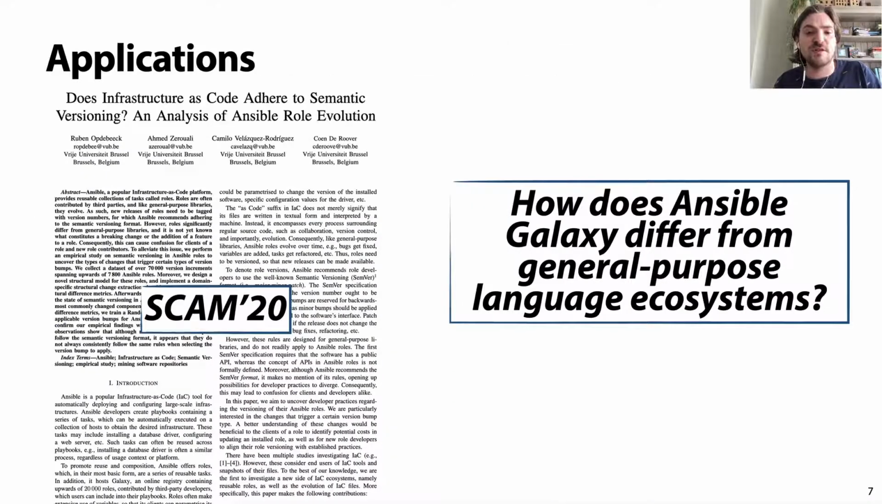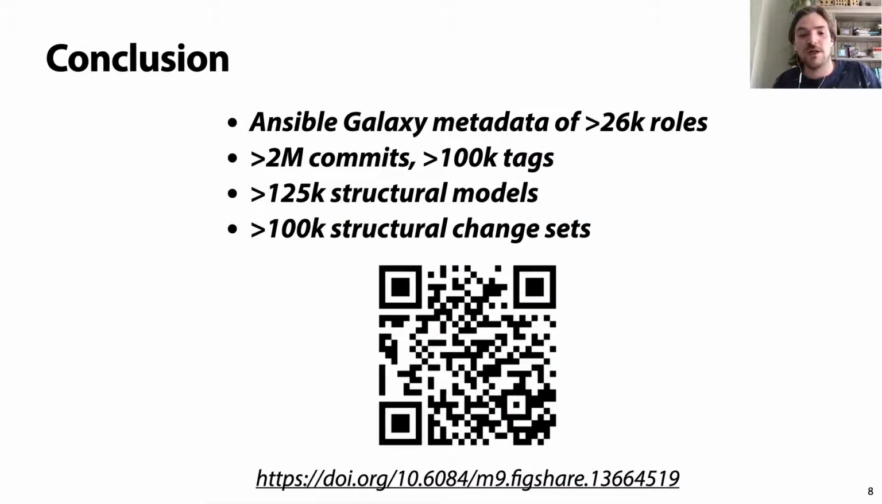That's what we actually did last year in the publication at SCAM, where we looked into the semantic versioning of Ansible roles. But you can also use this dataset for various other research purposes, and then hopefully we can get eventually to an answer of how Ansible Galaxy, this novel ecosystem, compares to the traditional ecosystems like NPM and Maven today. So that's all I have time for today.